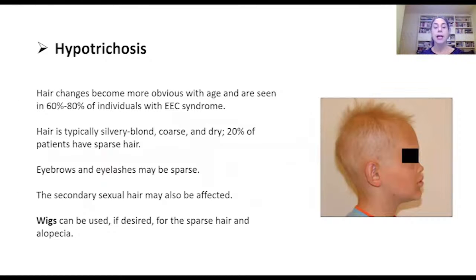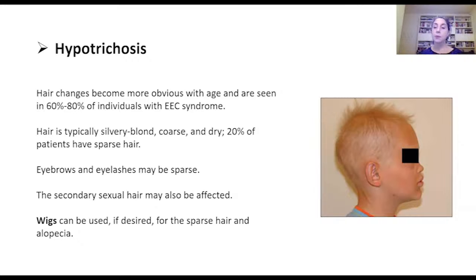Hypotrichosis could be a very big problem for these patients. Hair changes are very frequent and become more obvious with age, and are seen in 60–80% of individuals with E.E.C syndrome. Hair is typically silvery blonde, coarse and dry, and 20% of patients have sparse hair.